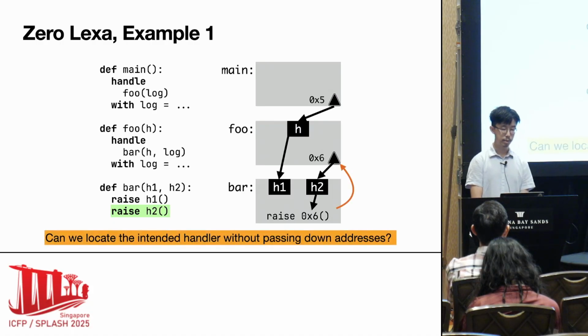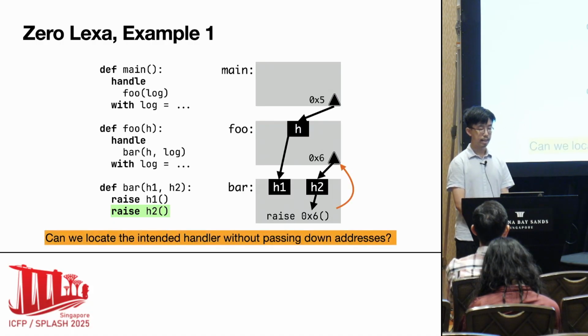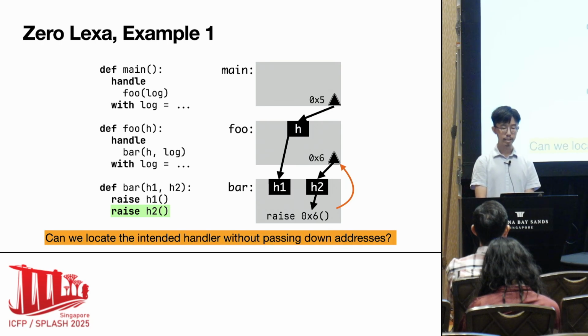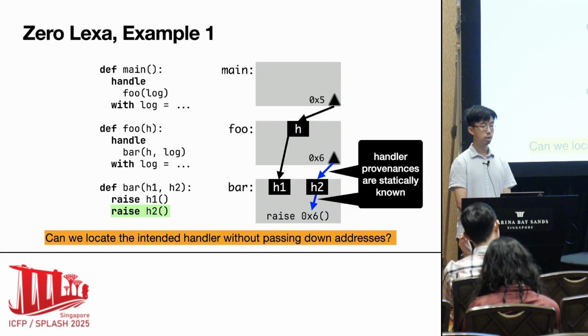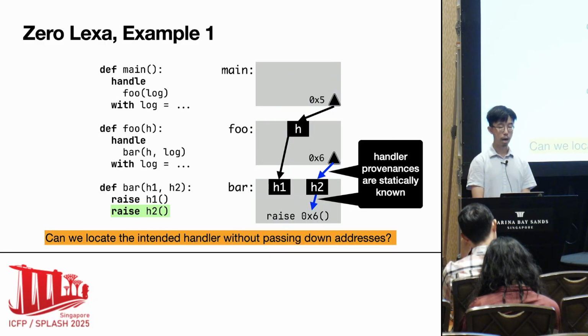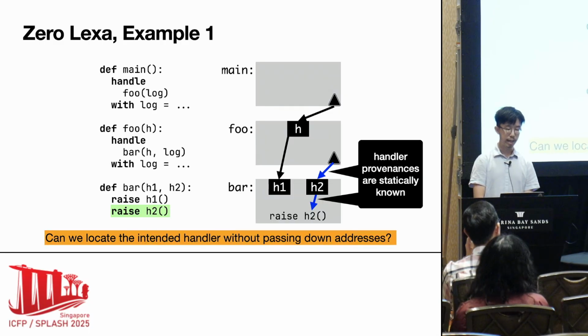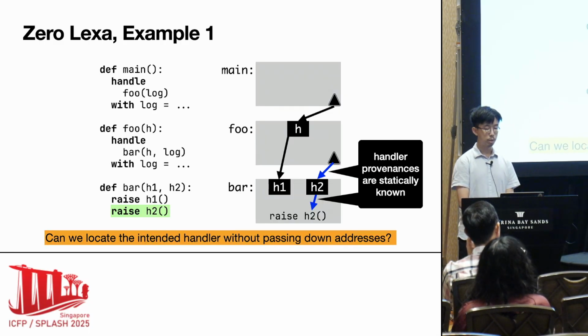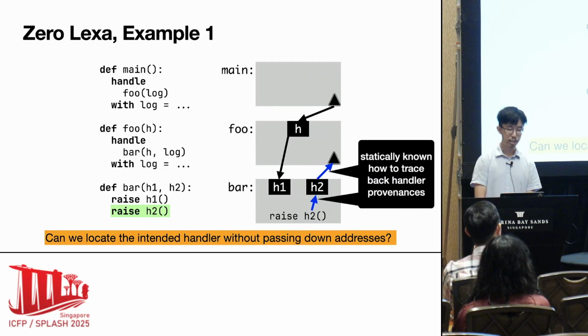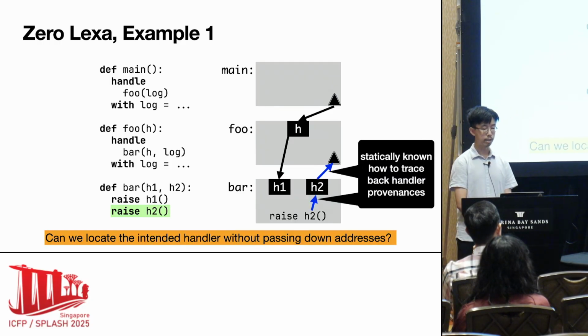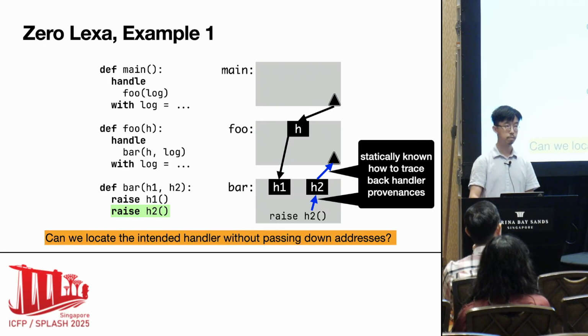Now let's ask ourselves, can we locate the intended handler without passing down addresses? The key observation is that handler provenances, which are represented by the arrows, are known statically. Even if we don't explicitly pass down the addresses, we still have a way to know where the handler passing originates. We can just trace back the static provenance information and find the intended handler.